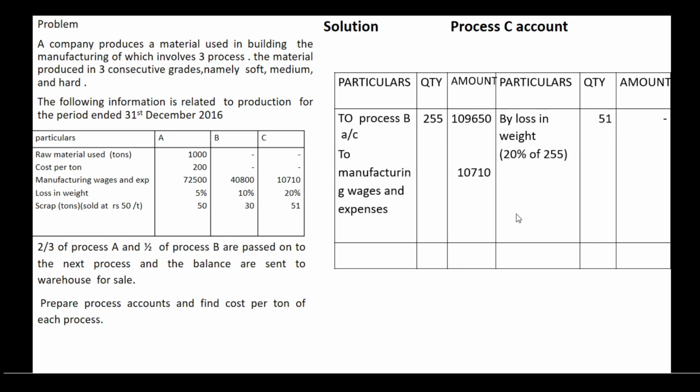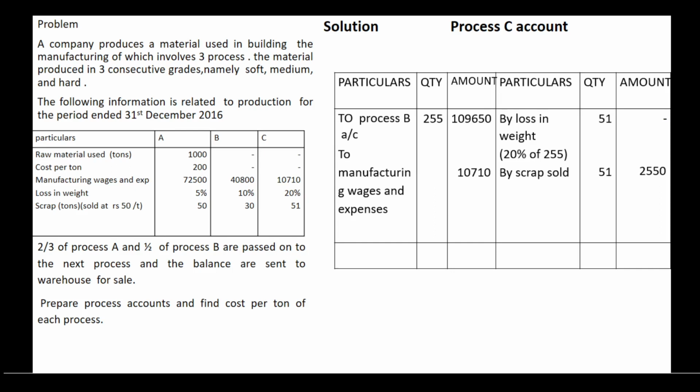And the next one, the scrap sale. By scrap sold, the number of scrap tons is 51 tons. It is sold for rupees 50 per ton. So here the scrap tons are 51 tons. Each ton is sold for 50 rupees here. So now the quantity 51 into 50 rupees, that is 2,550 rupees.